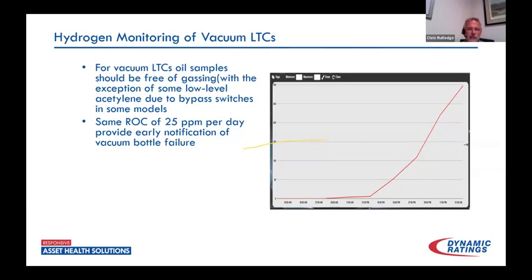But if I were to use hydrogen monitoring, I would still recommend that we go with that same daily rate of change type of alarm. Even with a total ppm alarm and an active LTC, we would get that ppm alarm maybe within a day if it was operating enough. But this 25 parts per million per day would give us a pretty early indication that we are having some type of failure with one of those vacuum bottles, and allow us to get in and look at things that much sooner.